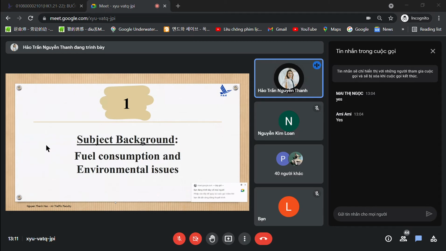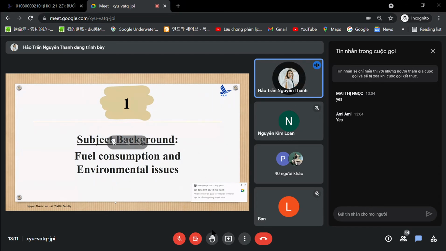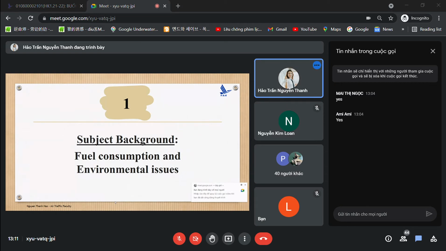and before going to the general knowledge about fuel, I want to introduce some knowledge about this subject's background. We have something related to fuel consumption and environmental issues. However, I think the knowledge relating to environmental issues, I will introduce in section 1 of the topic fuel. Okay, so in this background, I just mention a little bit about fuel consumption.